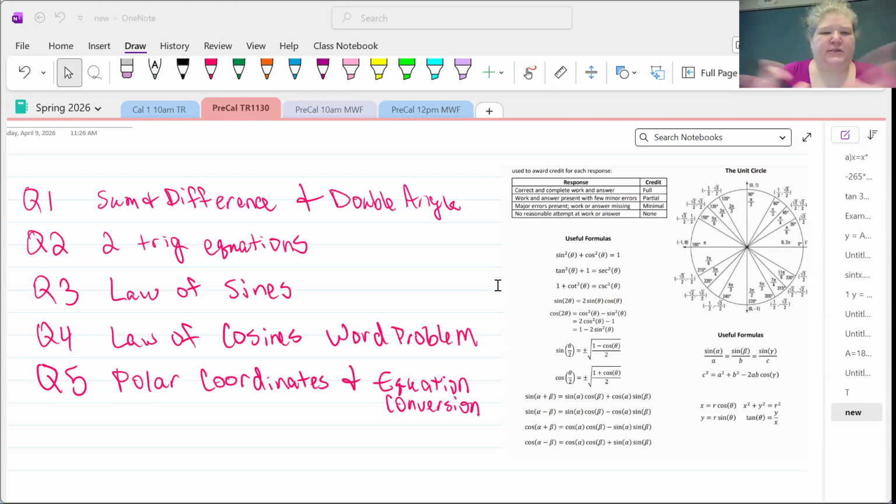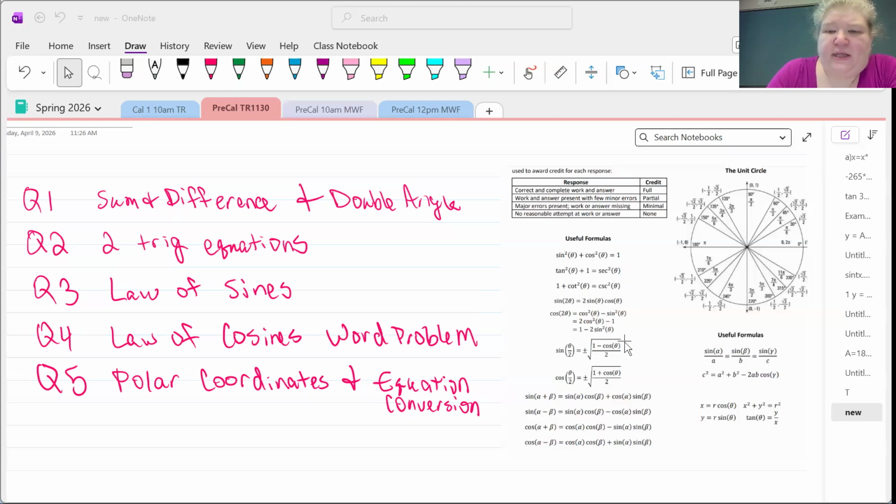So here is our format for exam number 3. And next to that is a picture of the formula sheet that is on the front of the test. So you're going to have all 3 Pythagorean identities. You may not even need to use them.